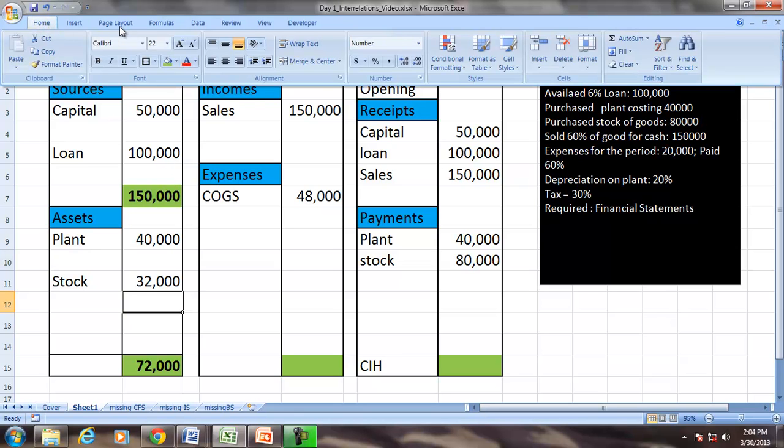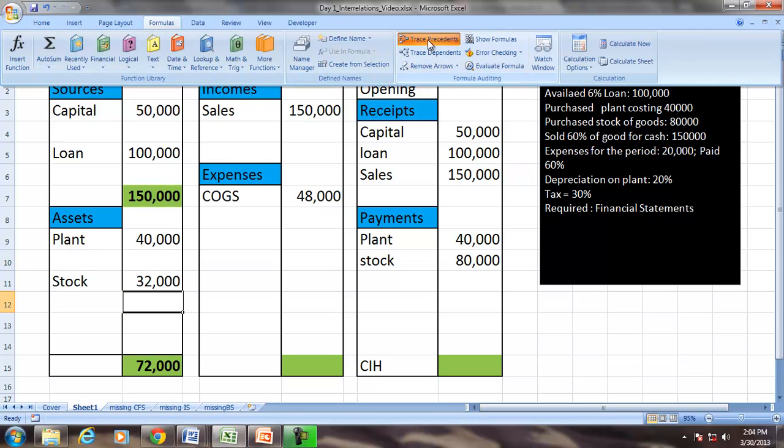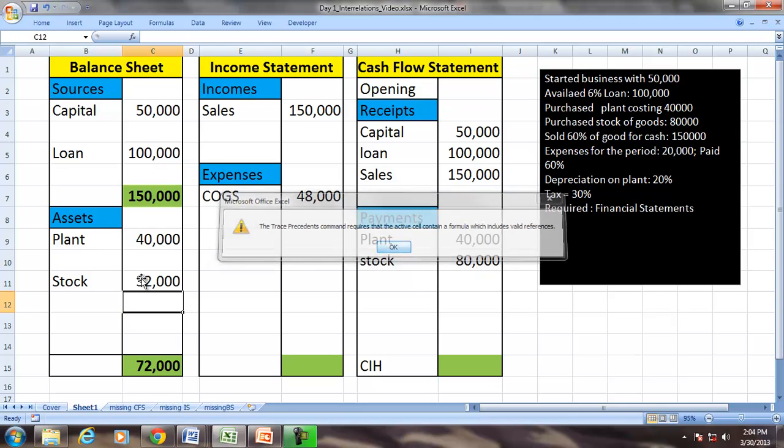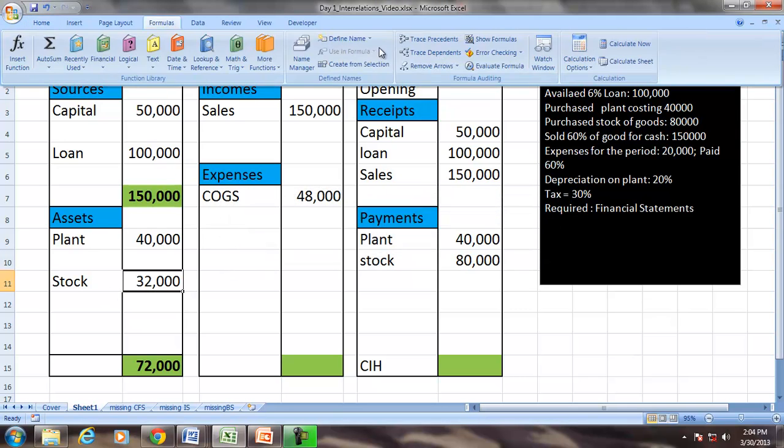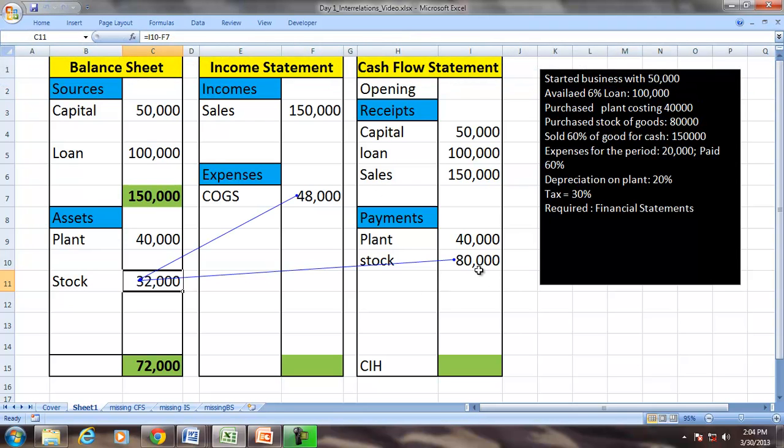You can see that the stock has reduced. So stock was there 80,000, stock reduced to the extent of 48,000.